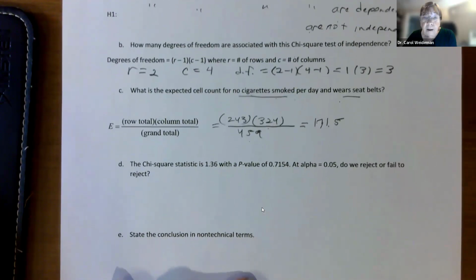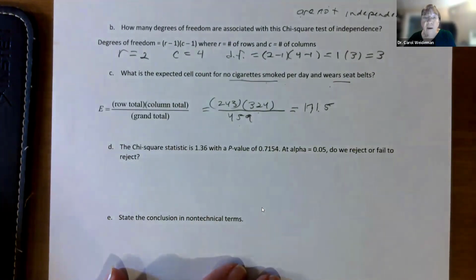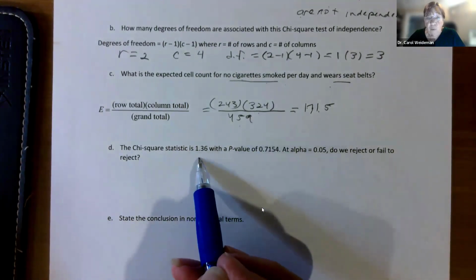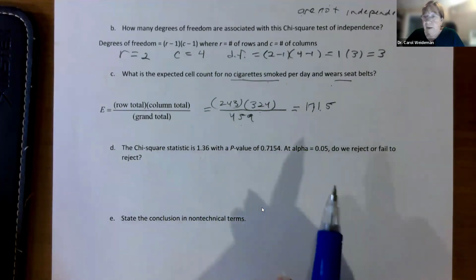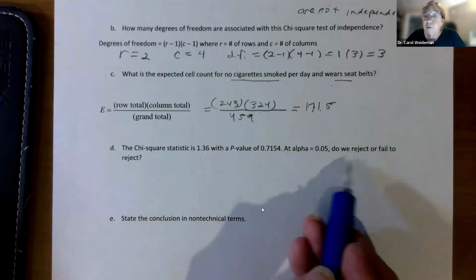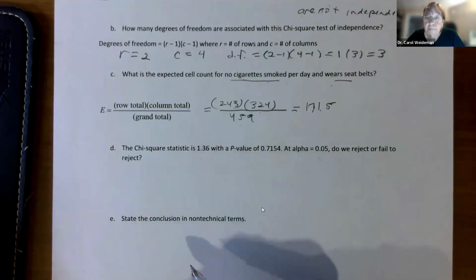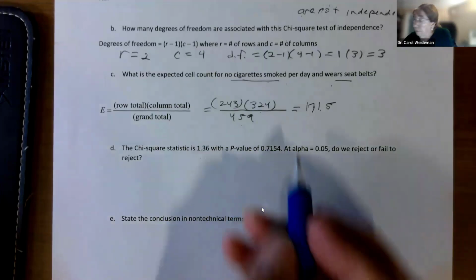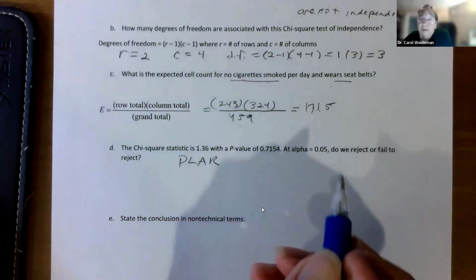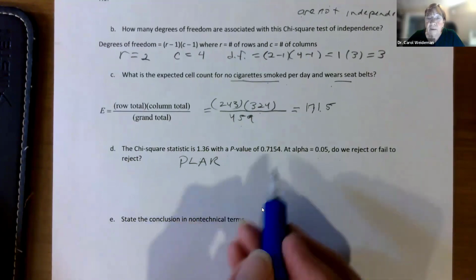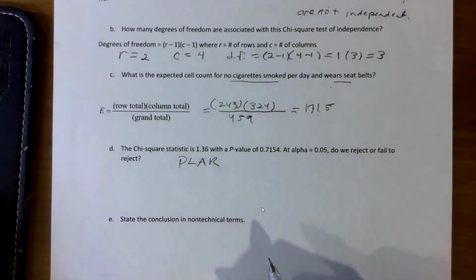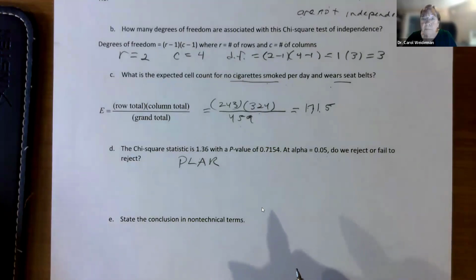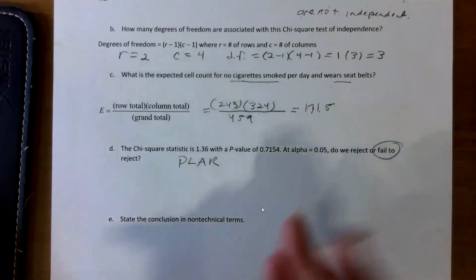All right. Now, this time I've given you the chi-square and the p-value. So the chi-square for this test is 1.36 with a p-value of 0.7154. We use the same rules we used before. At alpha of 0.05, do we reject or do we fail to reject? Who can tell me? Remember one of my little acronyms, PLAR: p-value less than alpha, reject. Is this p-value less than 0.05? No. So therefore what's our decision? Fail to reject. Yes, we fail to reject.